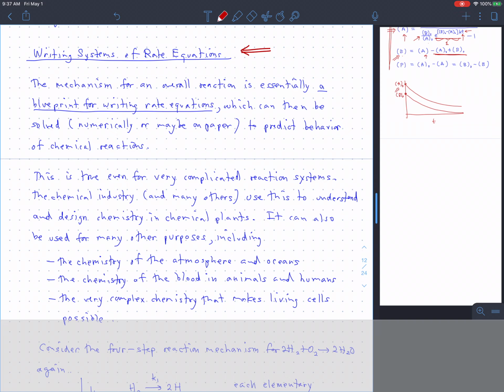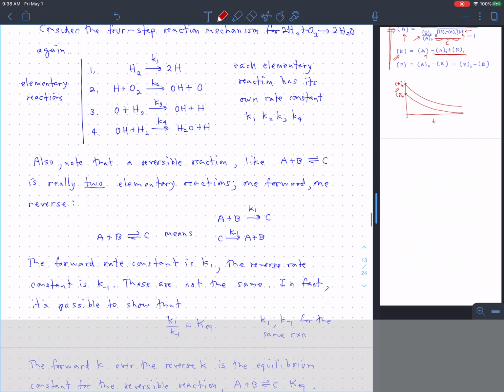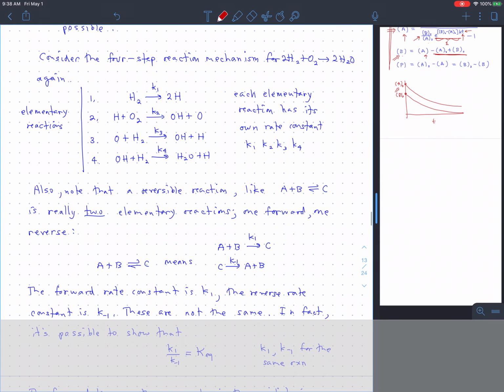We're going to deal with more complicated cases next, and that's going to require that we write rate equations for mechanisms, for entire mechanisms. And that means we need to talk about how that actually happens, what the rules are for that. So let's consider this mechanism for the water forming reaction down here.